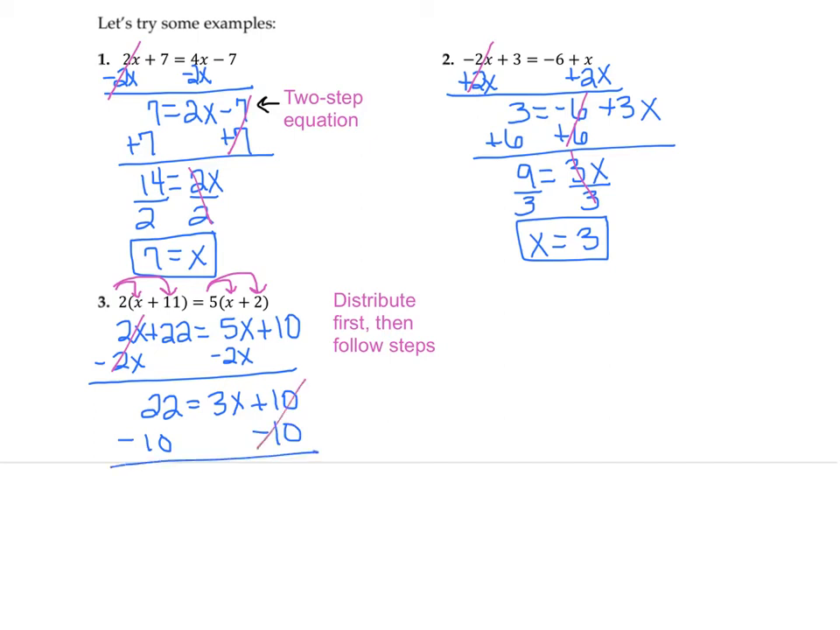10's cancel. 22 minus 10 is 12 equals. Bring down your 3x. And now we have 12 equals 3x. We're multiplying, so you undo it by dividing both sides by 3. 3's are going to cancel. 12 divided by 3 is 4. Therefore, x equals 4.